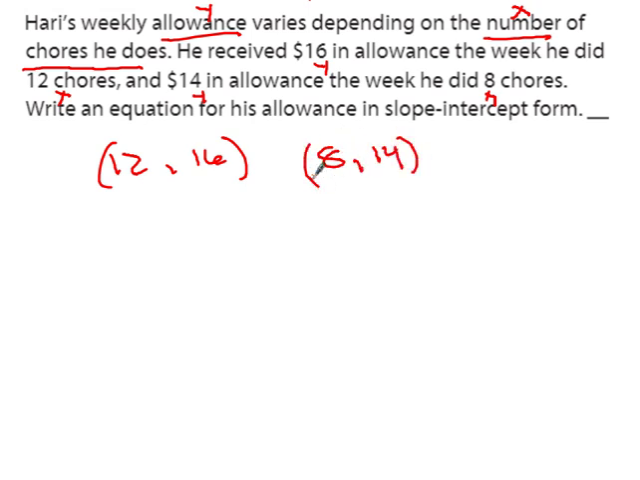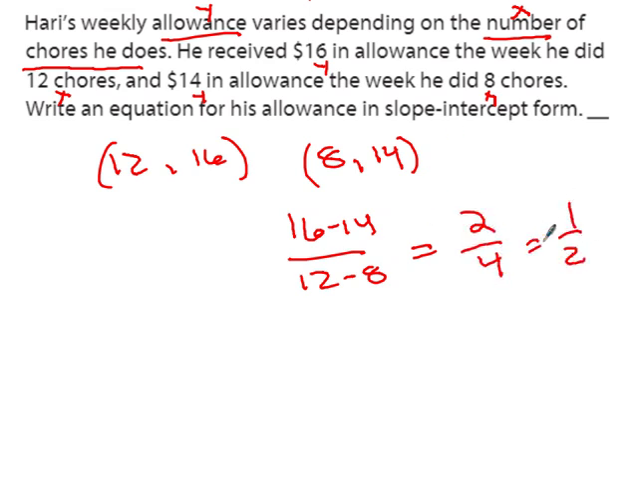So now I can figure out my rate of change by subtracting my y's and subtracting my x's. Okay. I get 2/4, which is 1/2. If I wanted to make this into money, we know 1/2 is equal to 50 cents or 0.5. So he's making 50 cents per chore. So right now I know my equation is going to be the amount of money he makes is going to be determined by 50 cents per chore.